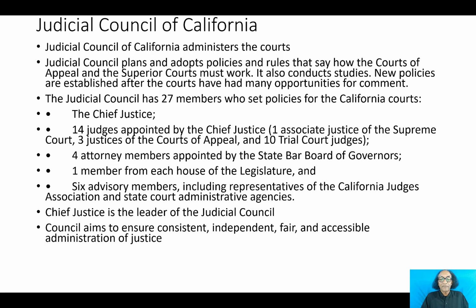The council has 27 members, and that includes the Chief Justice of the State Supreme Court, and 14 justices appointed by the Chief Justice, as you see there. 4 attorney members appointed by the State Bar Board of Governors, 1 member from each house of the legislature, and 6 advisory members. And the Chief Justice chairs the Judicial Council. Again, the aim of the Judicial Council is to ensure consistent, independent, fair, and accessible administration of justice in the state.